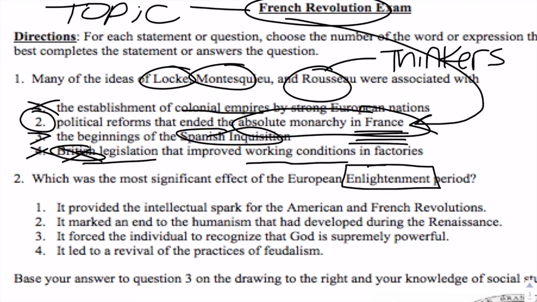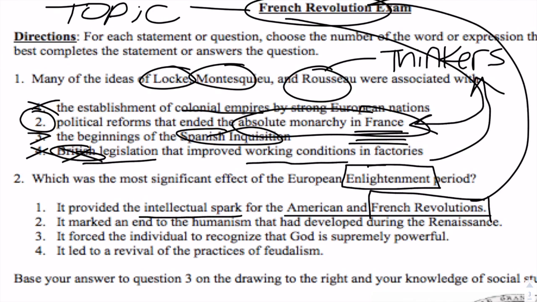On question 2, I'm going to box out enlightenment because that's the topic or the key vocabulary word that we need to know for this test. Again, I'm annotating that this relates to question 1, where the thinkers Locke, Montesquieu, and Rousseau are involved. So choice 1 says it provided the intellectual spark for the American and French revolutions. So I'm going to box out French Revolution because that's the topic of this test. That's a good indication that they are related. And in fact, as we go through choices 2 to 4, you'll notice that 1 is the answer.